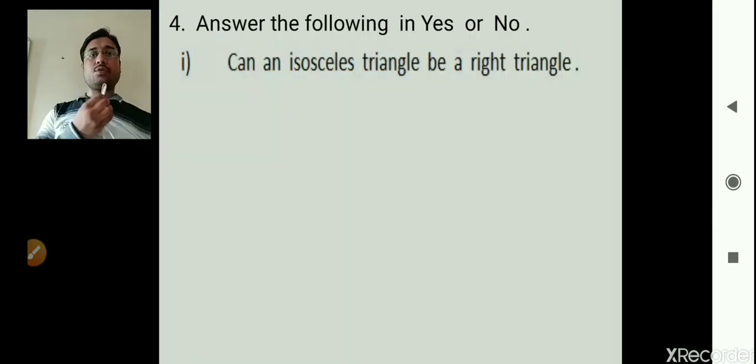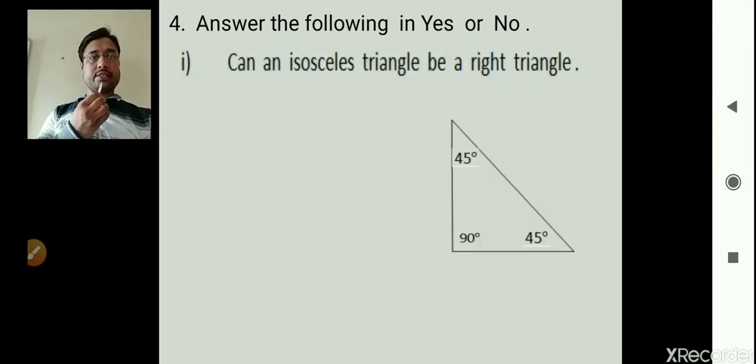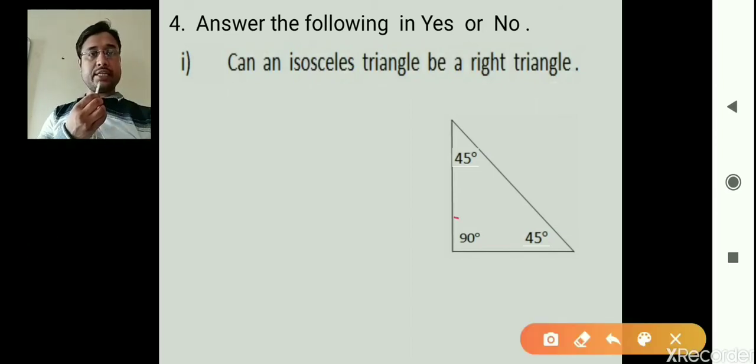Next you will see question number 4. Answer the following in yes or no. Can an isosceles triangle be a right triangle? Yes, it is possible. We are saying also isosceles right triangle. You can see this diagram. Here this is a right triangle because one angle is 90 degree, and the other two angles are equal, 45 and 45.